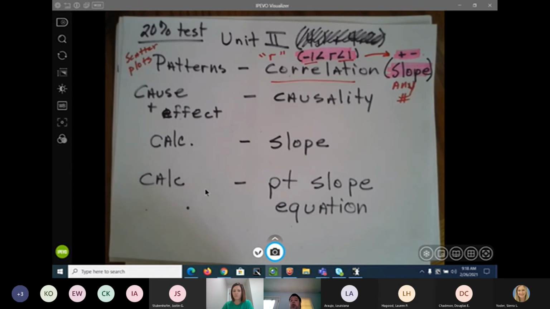Now, what I just told you is a test question. That is a test question. So make sure you write that down. Okay? Positive slope, positive correlation. Negative slope, negative correlation.